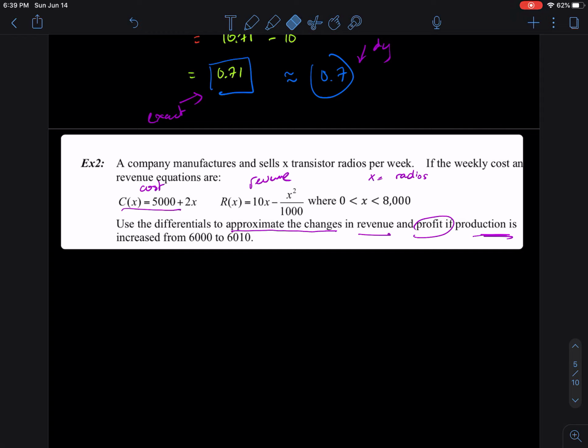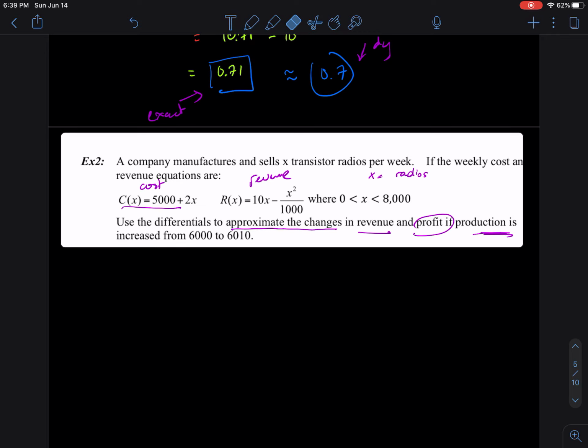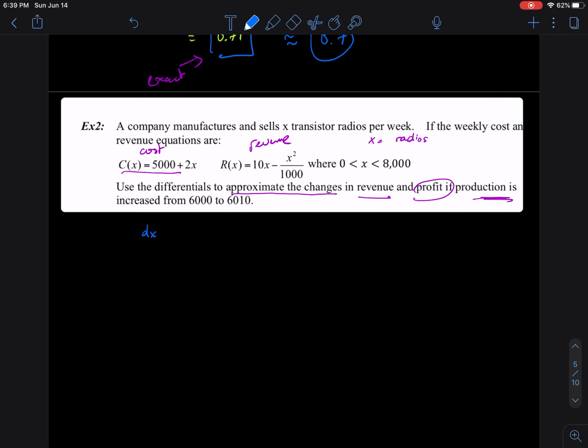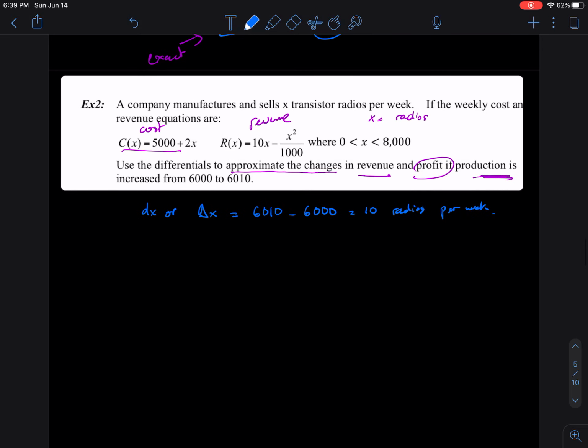So let's do the cost first. If x is the number of radios manufactured and sold per week, then delta x, or dx, is equal to the new level, 6,010, minus the current level, 6,000. So the increment is 10 radios per week. That's our increment, delta x.